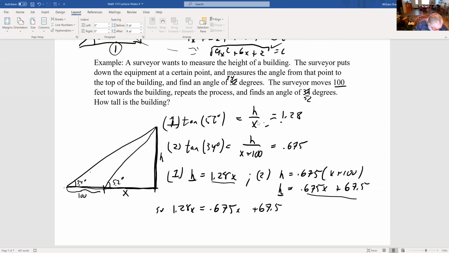Subtract the 0.675x from both sides, and you get 0.605x equals 67.5. And then you can divide both sides by 0.605, and you get x equals basically 111.5 feet.